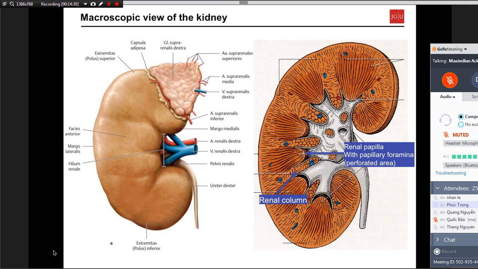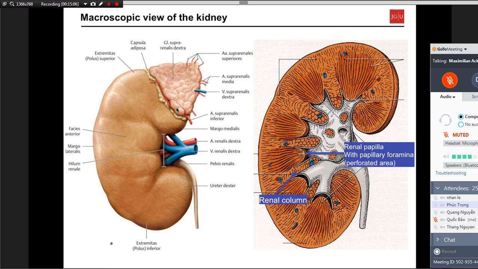So some words on the kidney itself. On the upper part of the kidney, you have the suprarenal gland with the superior suprarenal artery, the medial suprarenal artery, and the inferior suprarenal artery. As I mentioned yesterday, the superior suprarenal artery arises from the inferior phrenic artery, the medial suprarenal artery comes from the aorta itself, and the inferior suprarenal artery comes from the renal artery.